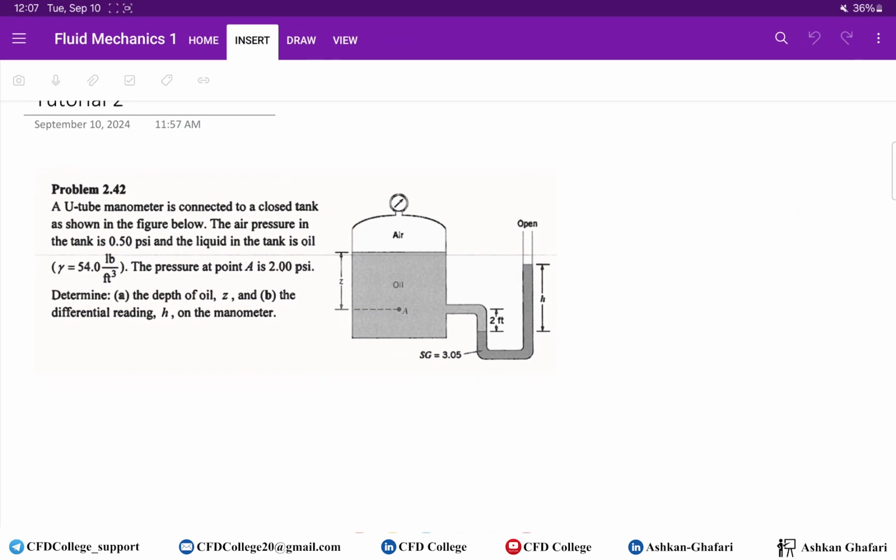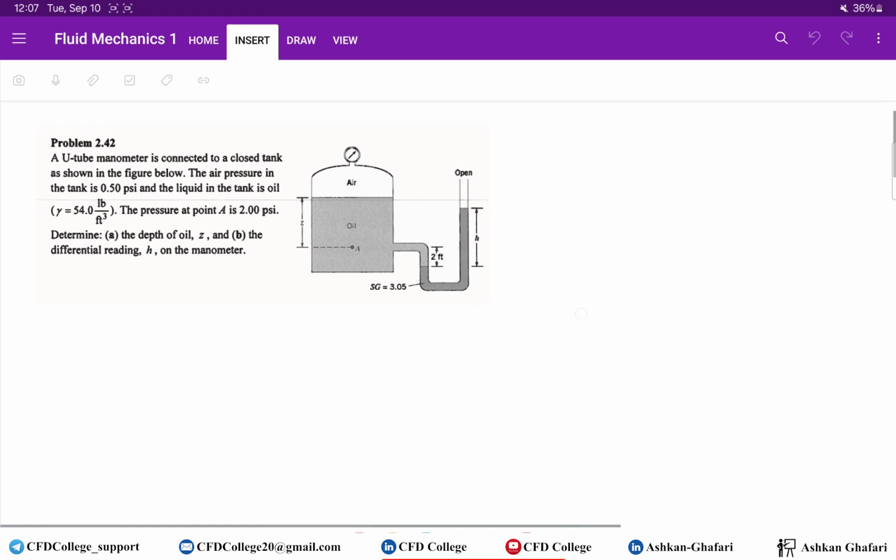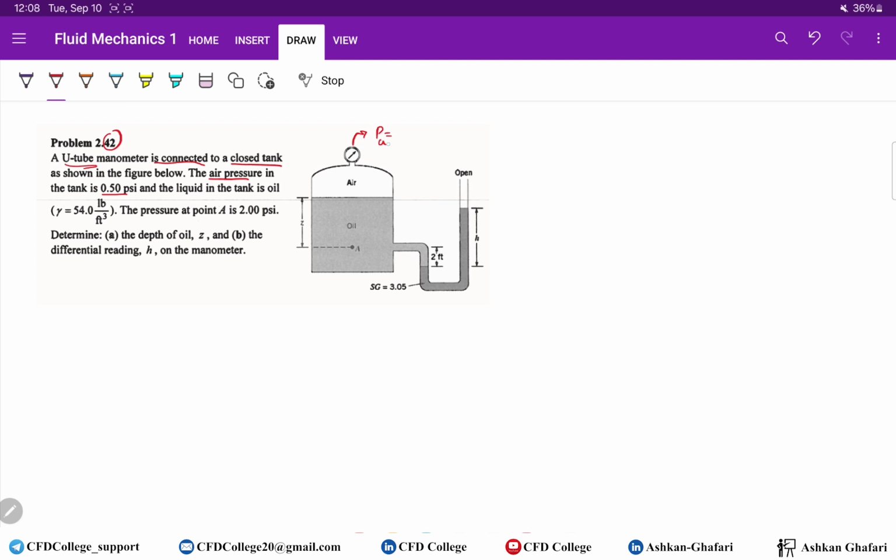So let's go to the problems. This is the first problem of this tutorial, problem number 42 of chapter 2. Here, as you can see, we have a U-tube manometer which is connected to a closed tank. The air pressure in the tank is 0.5 psi. And the liquid in the tank is oil.